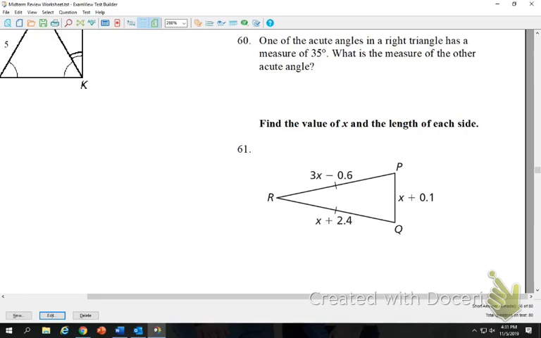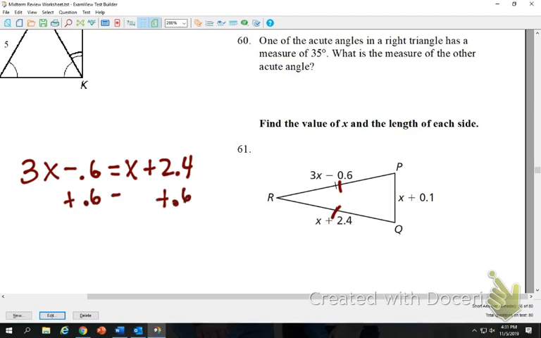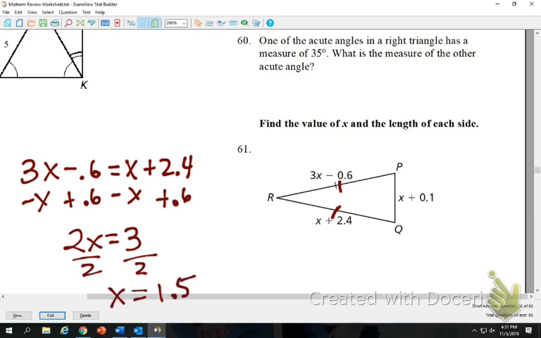61. This was actually on a quiz way back when. Two sides equal, so you're going to set them equal. Add 0.6. You're also going to subtract x. 2x equals 3.0, which is 3. Divide by 2, and x is 1.5. I know normally I like decimal or fractions, but the problem literally had decimals, so x is 1.5.